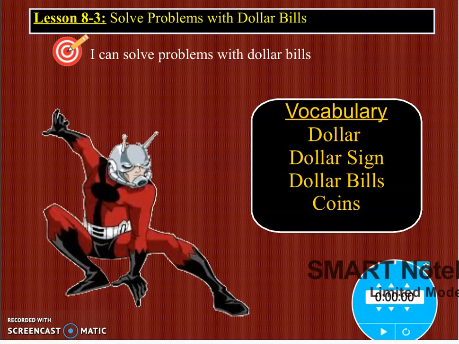Good morning, class. Today we'll be doing lesson 8.3, Solve Problems with Dollar Bills. Today's learning target is I can solve problems with dollar bills. Our vocabulary words for today are dollar, dollar sign, dollar bills, and coins. Let's move on to the problem of the day.